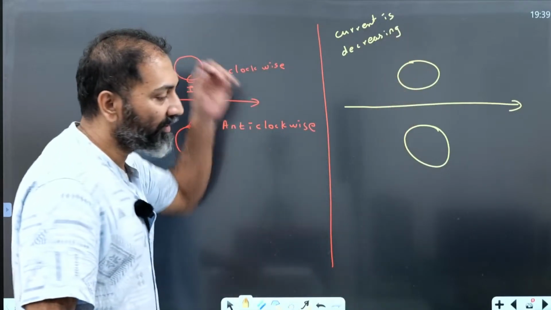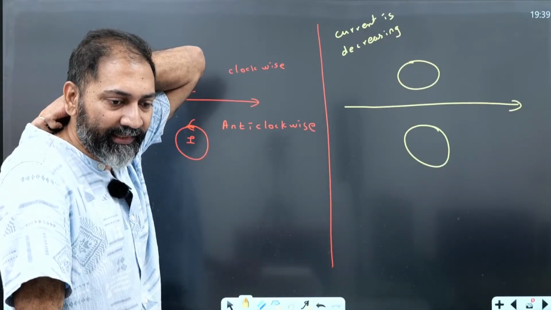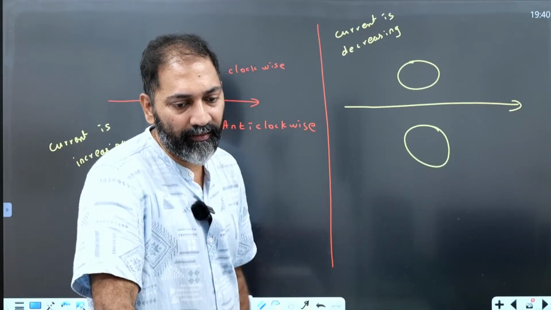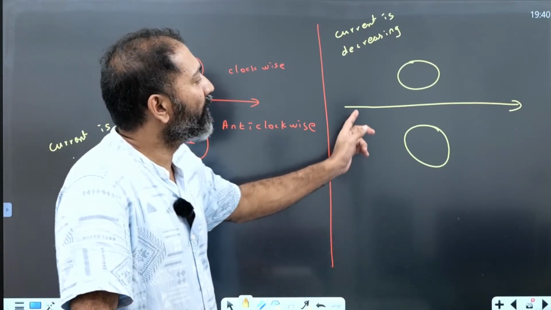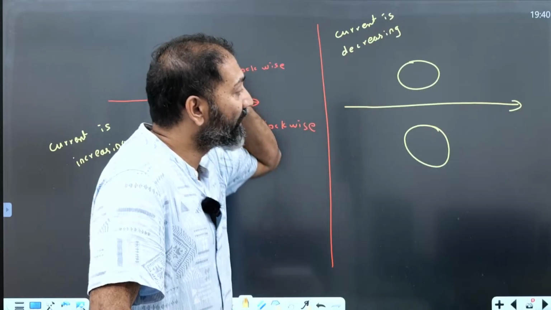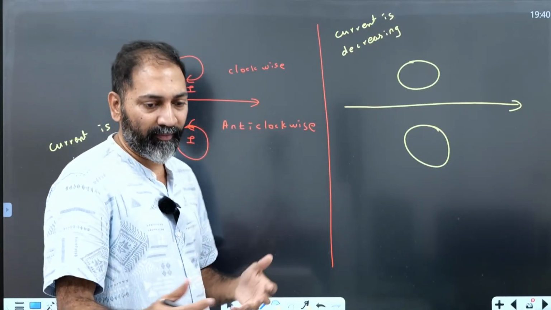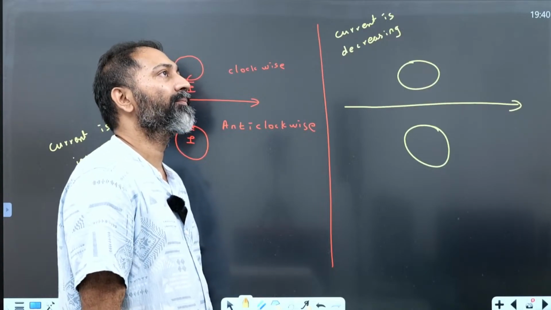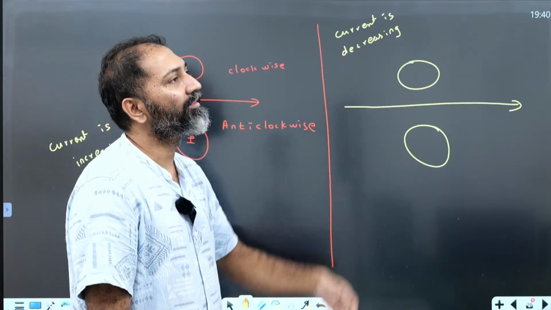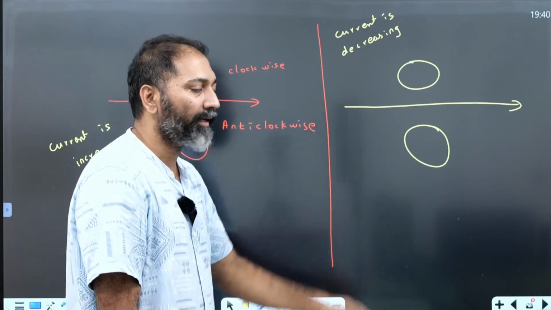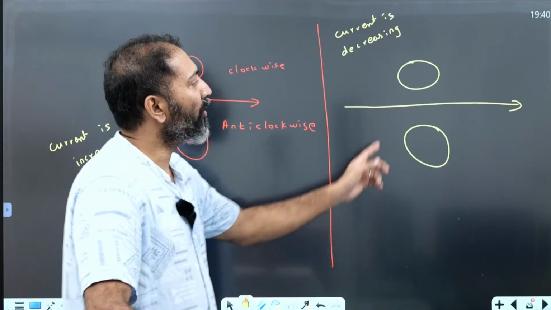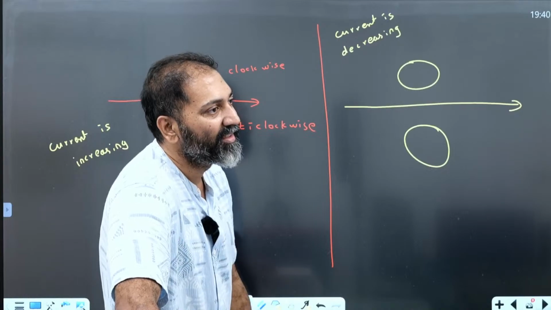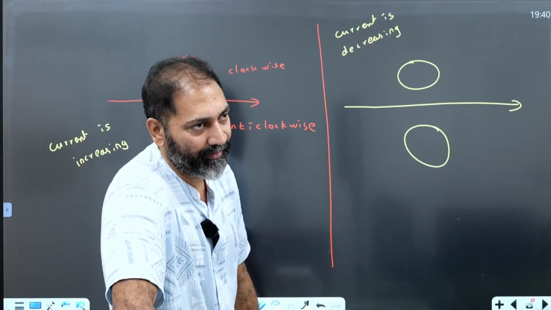Current decreasing means what? It's a changing current. That would produce what? Changing magnetic field. So here current is decreasing. So, okay, practical example. Suppose this current is a train that is slowing down. So what is the reason for production of induced EMF in these two loops? Slowing down of the train.